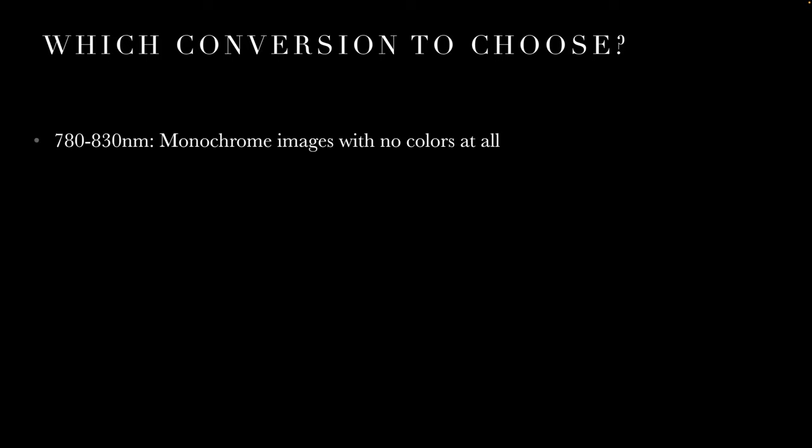Okay, so if you get something in the 780 and up range, 780, 830, 810, sometimes even 850, you are going to produce monochrome images, period. There will be no color no matter what you do. And all you have to do is convert them to black and white in post and you're done and you can adjust them. So it's very easy to work with these files, but they're very limited in what you can do with them. You're going to get black and white no matter what you do.